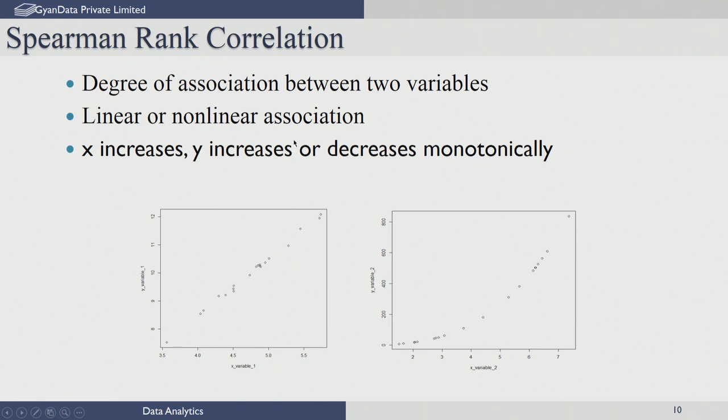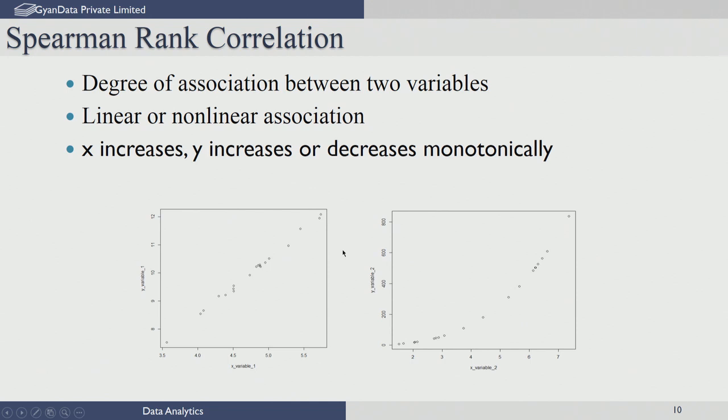Now, here is a case where we only look for the degree of association between two variables, but this time the relationship may be either linear or non-linear. If x increases, y increases or decreases monotonically, then the Spearman's rank correlation will tend to be very high. So, here is a case when x increases, y increases. This also is a case when x increases, y increases monotonically, but the right hand figure is a non-linear relationship, while the left hand figure indicates a linear relationship.